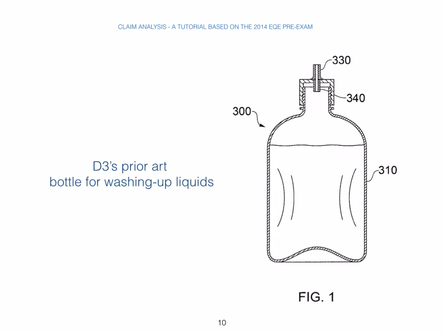330 is a nozzle, 310 is the bottle, 340 is a tube which extends into the neck of the bottle only very slightly. The bottle bottom is domed, as we can see on the drawing, and this is stated to be for stability of standing the bottle, and it is described that to remove liquid you turn the bottle upside down and squeeze it. In paragraph 3 of D3 we find a definition of a washing up liquid.